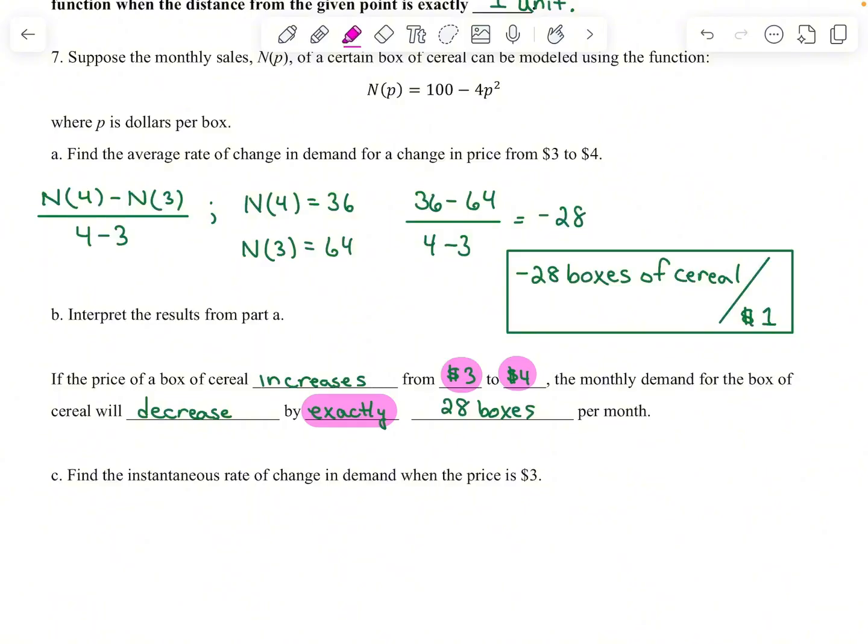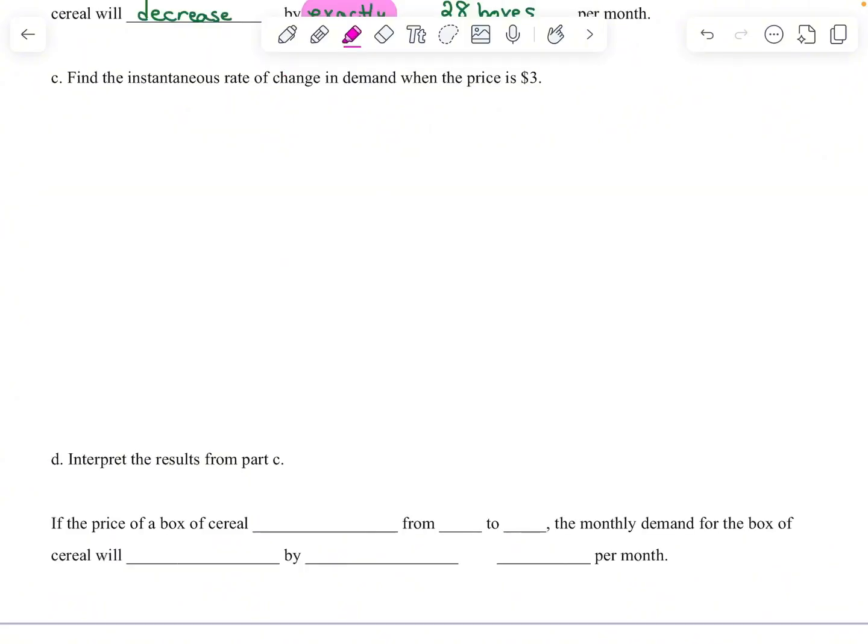Now on to part C. Find the instantaneous rate of change in demand when the price is $3. Since the problem is asking for an instantaneous rate of change, we will use the instantaneous rate of change formula. So we'll have the limit as h approaches 0 of n of p plus h minus n of p, all divided by h, and we're going to evaluate this formula when p is equal to 3.